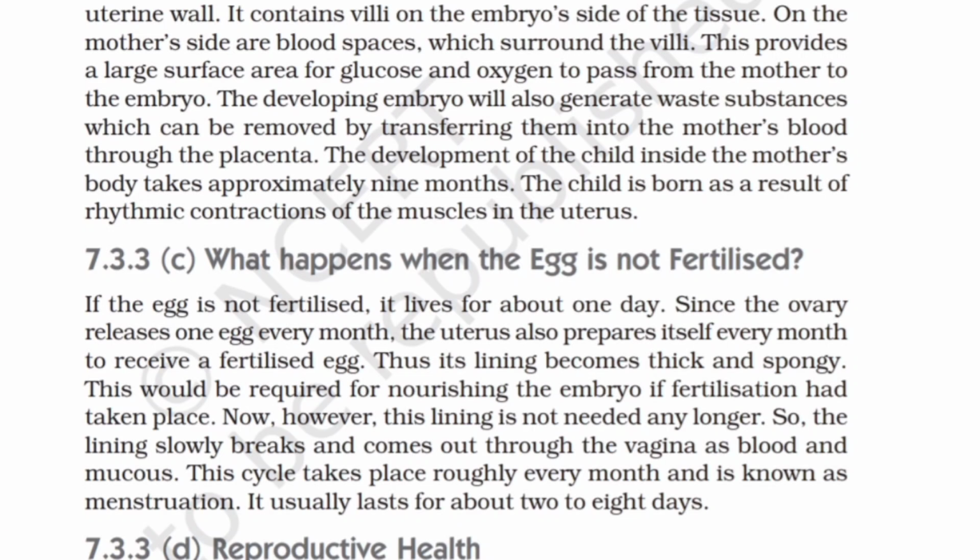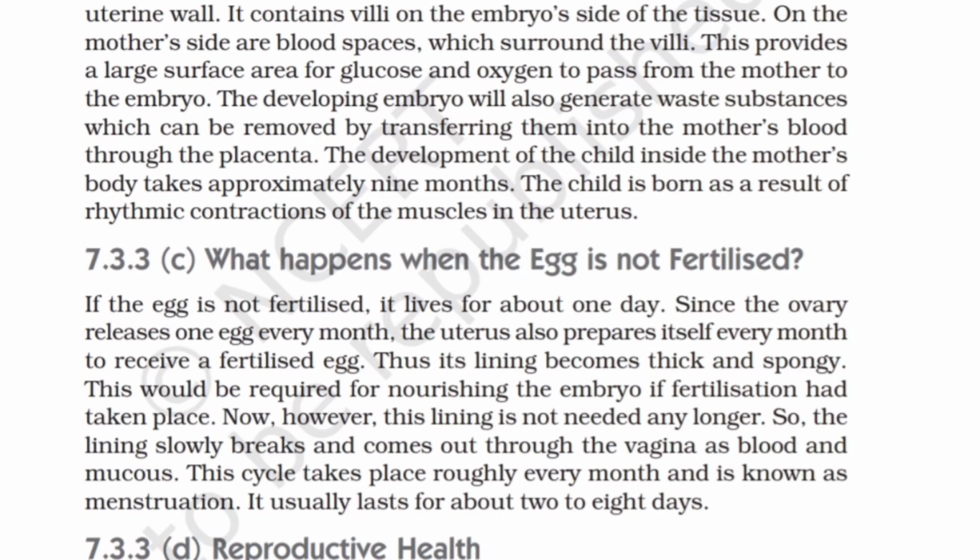7.3.3 C. What happens when the egg is not fertilized? If the egg is not fertilized, it lives for about 1 day. Since the ovary releases 1 egg every month, the uterus also prepares itself every month to receive a fertilized egg. Thus its lining becomes thick and spongy. This would be required for nourishing the embryo if fertilization had taken place.